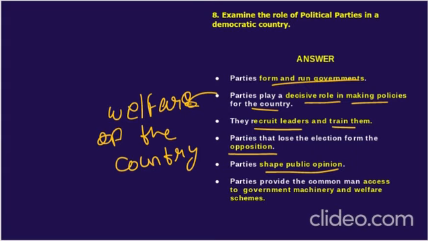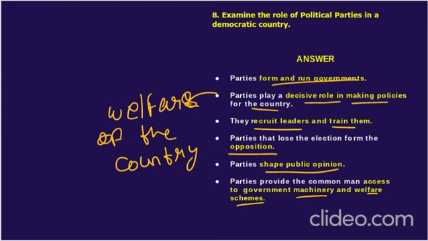So, parties provide the common man access to government machinery and welfare schemes. Parties have to provide the common man, everyone, not only rich or wealthy people, access to government machinery. Means government access, like Supreme Court, then High Court, District Court, and even the welfare schemes which were launched for poverty declination and everything. So those schemes and machinery should be given access for everyone. That also parties have to follow.